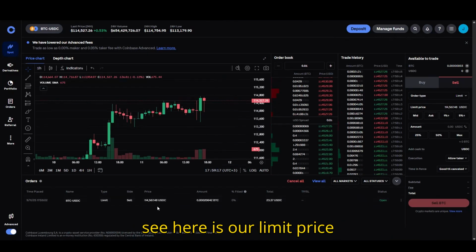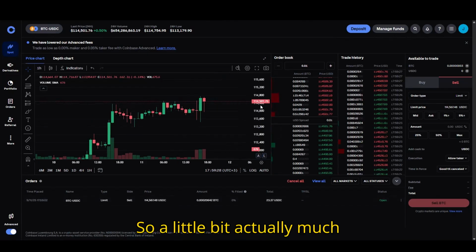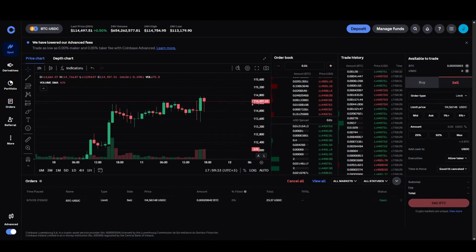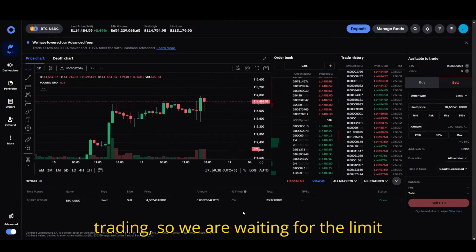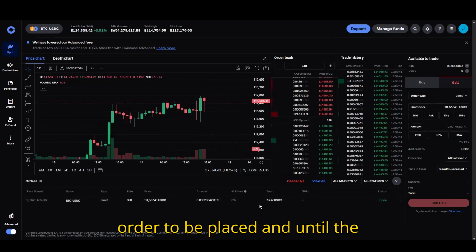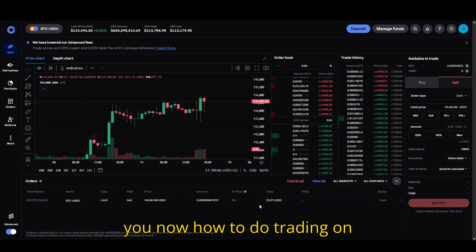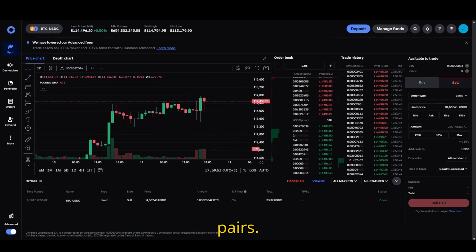You can see here is our limit price, exactly at 114,567.48. So we're a little bit, actually much lower, $67 lower than the level that we want to sell. But never mind, this is the game of crypto trading. So we are waiting for the limit order to be filled. And until the order is fulfilled, we are going to show you now how to do trading on MT5 for your stocks and FX pairs.